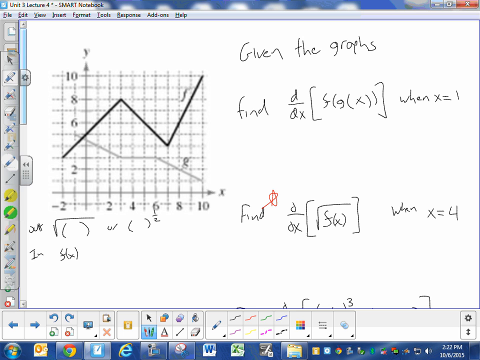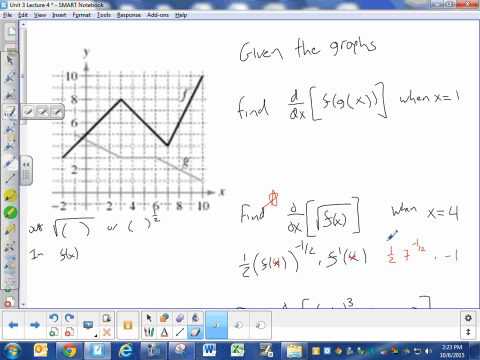So if I wanted to take the derivative of this, I'd have the derivative of the outside times the derivative of the inside. Well, that's 1/2 f of x quantity to the negative 1/2 times f prime of x. You can then plug in 4 and figure out what this is equal to. See, f prime of 4 is negative 1. F of 4 is 7. So we need 1/2 times 7 to the negative 1/2 times negative 1, or negative 1 over 2 root 7.